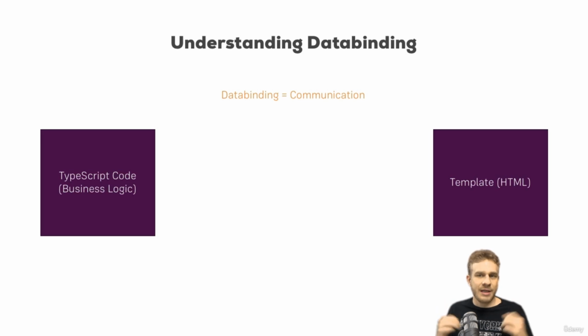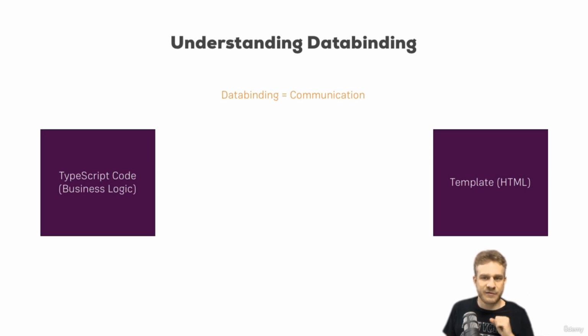Because you might have some result in your TypeScript code because you fetched something from a server or finished some calculation, which you want to display to the user. And the only thing the user sees is the template. So we need some kind of communication between both pieces to be able to really do something in our app. That is where data binding comes into play because it is responsible for this communication.